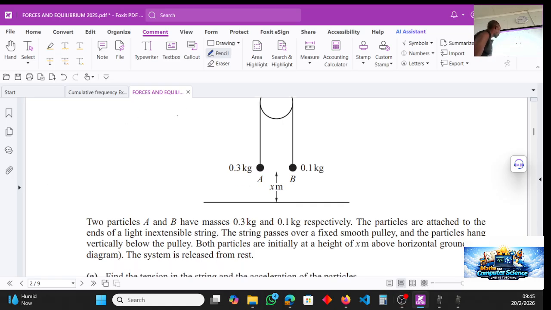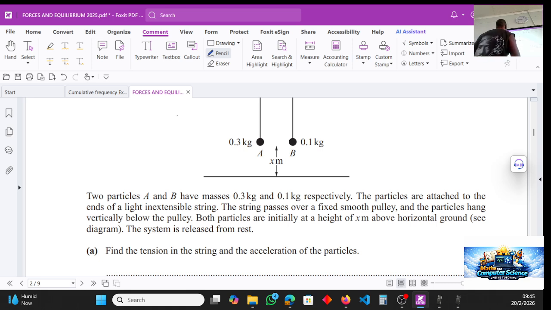Going through the story, with two particles A and B, of masses 0.3 kilograms and 0.1 kilograms respectively. The particles are attached to the ends of a light inextensible string, meaning it doesn't stretch. The string passes over a fixed smooth pulley and the particles hang vertically below the pulley. Both particles are initially at a height of x meters above the ground. See the diagram. The system is released from rest.